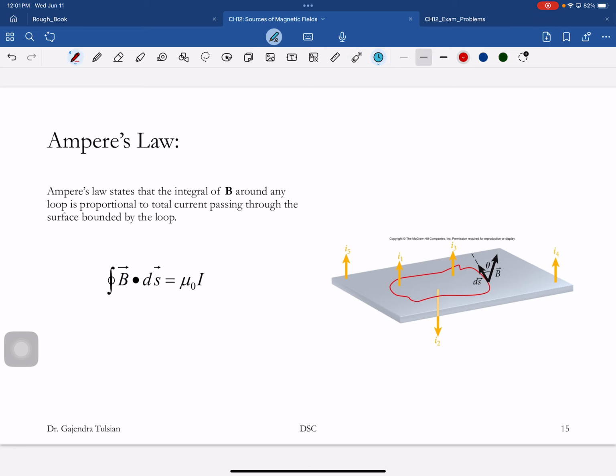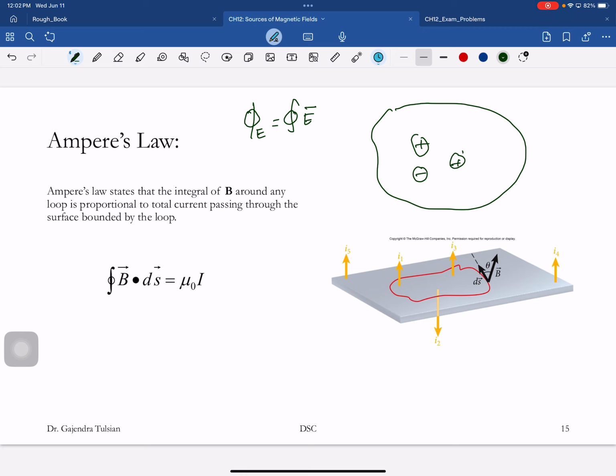Let me remind you of Gauss's law, which was related to charges. Gauss's law said the electric flux, which was given by a surface integral on a Gaussian surface. What is a Gaussian surface? Let's say you have a bunch of charges. Any enclosed surface is a Gaussian surface. And if you do this surface integral, that was equal to the charge inside divided by epsilon naught. So we're going to do the same thing. We're going to give you a similar law for magnetic fields.